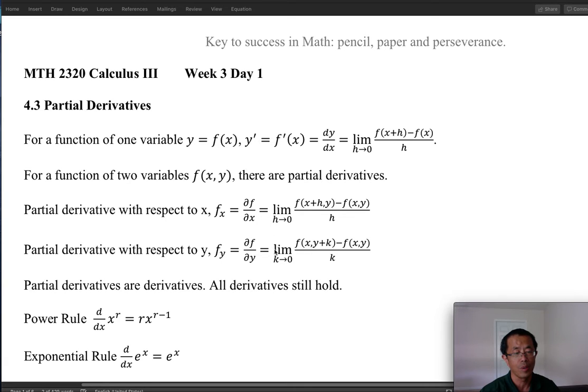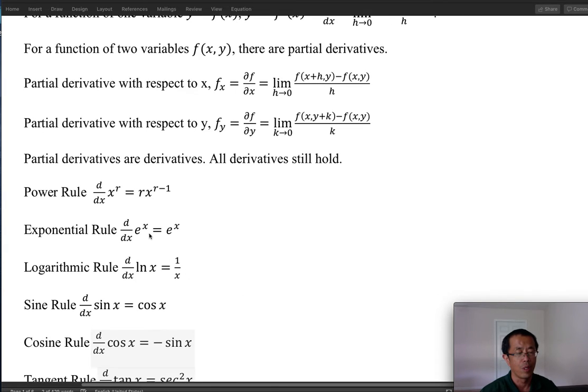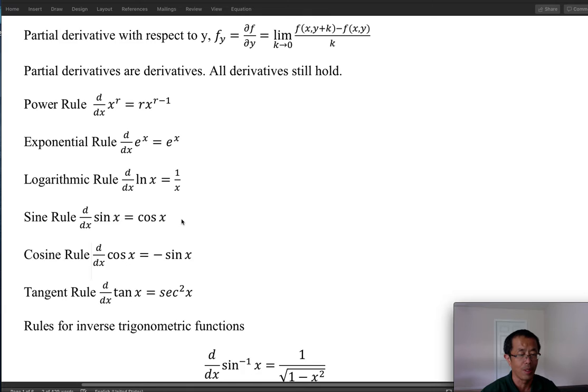This is how partial derivatives are defined, but usually we don't calculate partial derivatives using the definition. We are going to use the rules we learned before. All the derivative rules can be extended to partial derivatives, because if you look closely, the definition is for a regular derivative. Partial derivative with respect to x, we consider y as a constant. Partial derivative with respect to y, we consider x as constant. So really, all those derivative rules still work.